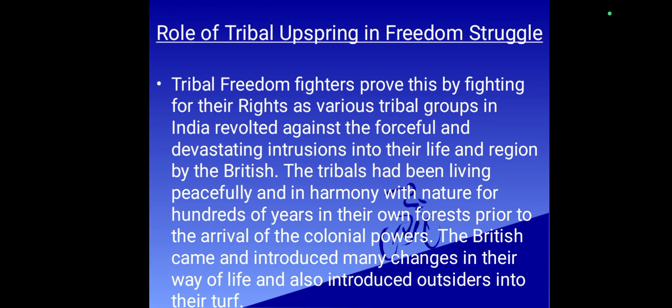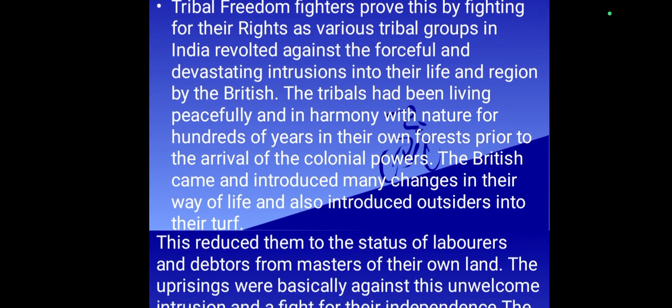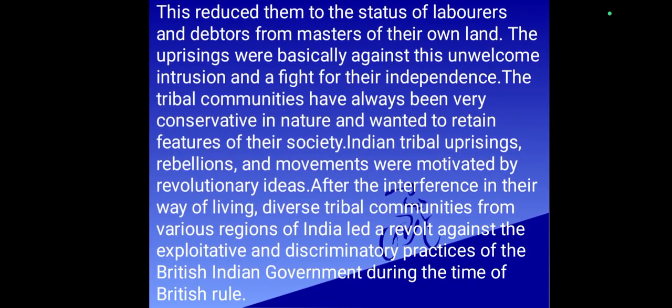The tribals had been living peacefully in harmony with nature for hundreds of years in their own forests prior to the arrival of colonial powers. The British came and introduced many changes in their way of life, and also introduced outsiders into their land. This reduced them to the status of laborers and debtors from masters of their own land.